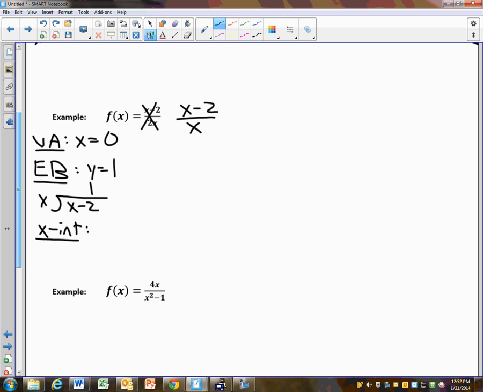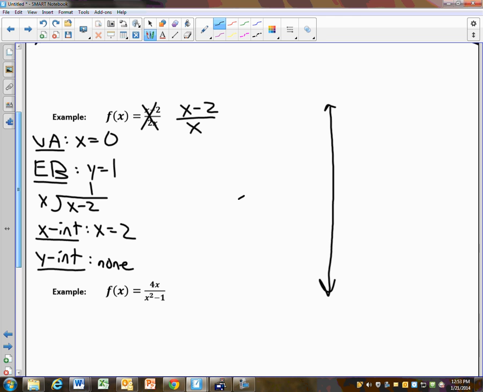To figure out the x-intercept, we set y equal to 0, that's just where the numerator is equal to 0. Where is the numerator equal to 0? To find the y-intercept, what do we do? Plug in 0 for x. 0 minus 2. Negative 2 divided by 0. Undefined. So therefore, there is none. There is no y-intercept. Because it's a vertical asymptote.